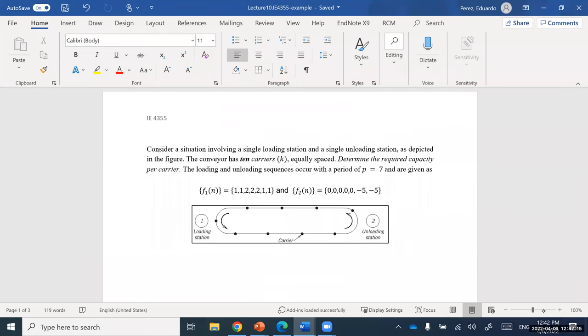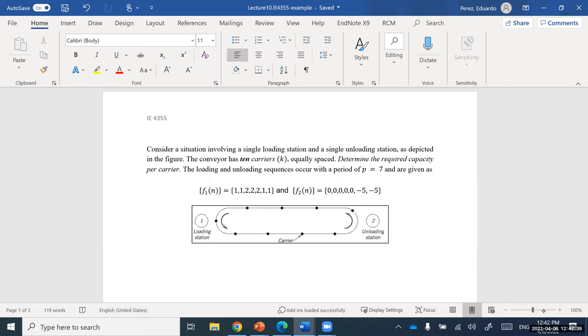So this is what we have. It's essentially the same system, but instead of having nine carriers, now we have 10. So we have this situation. We have two stations. We have 10 carriers equally spaced, and we want to determine the required capacity per carrier.